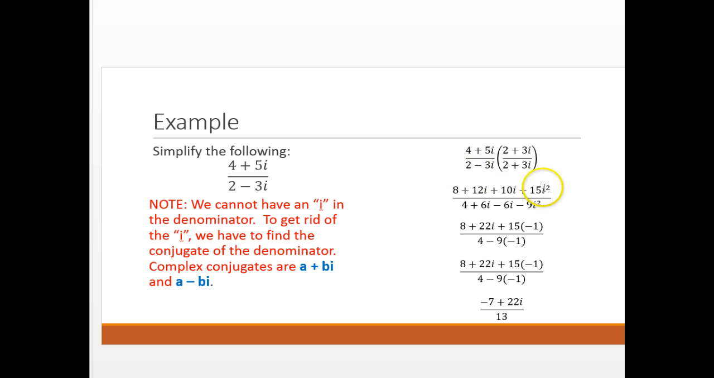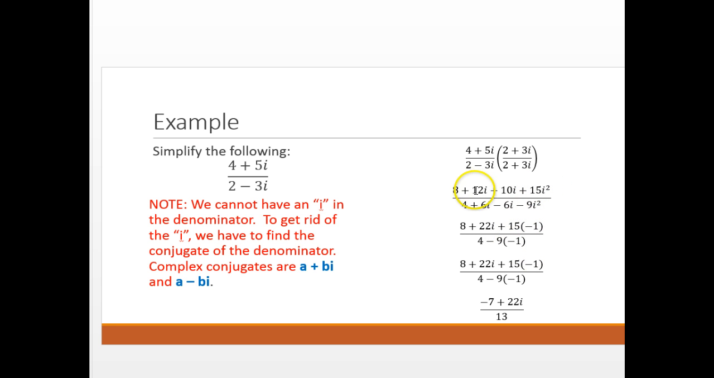Similarly, we're going to FOIL in the numerator. 4 times 2 is 8. 4 times 3i is 12i. 5i times 2 is 10i. And 5i times 3i is 15i squared. The i squareds are the kickers now. Remember, i squared equals negative 1.